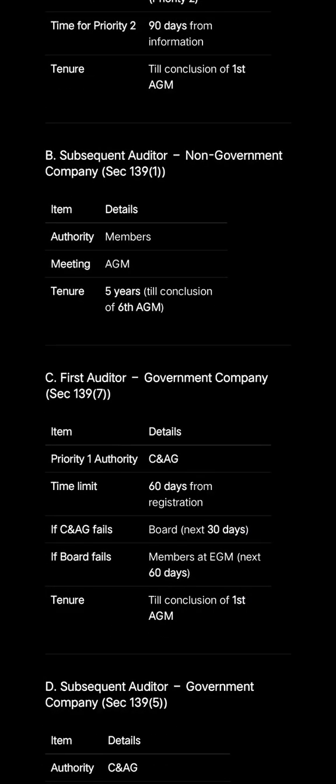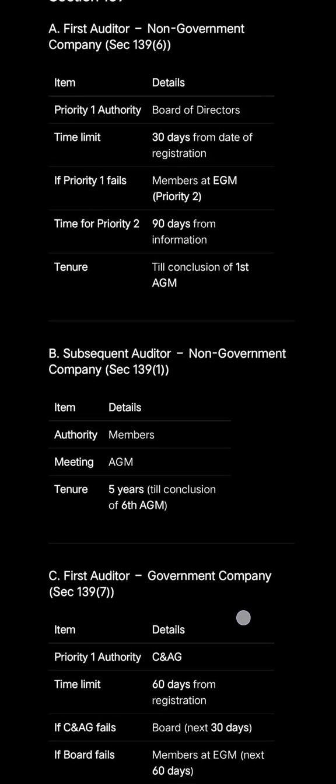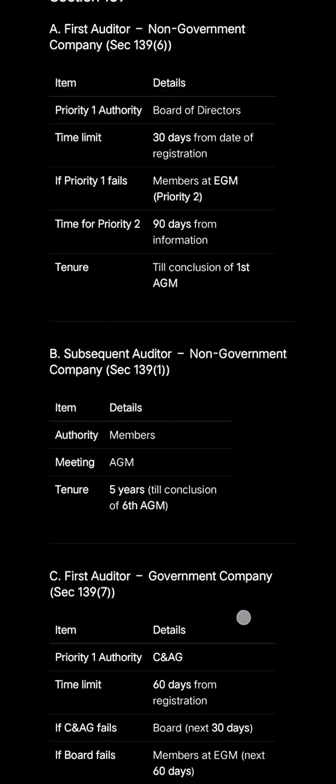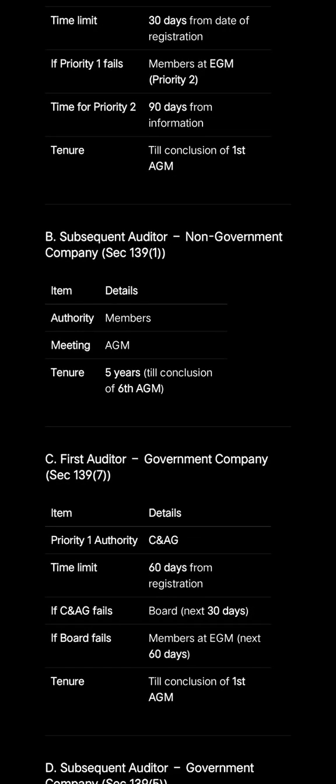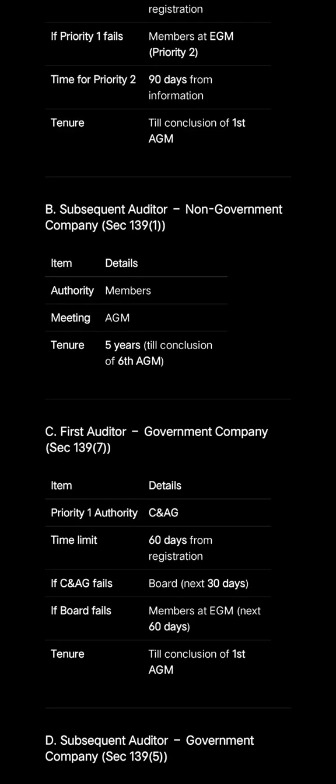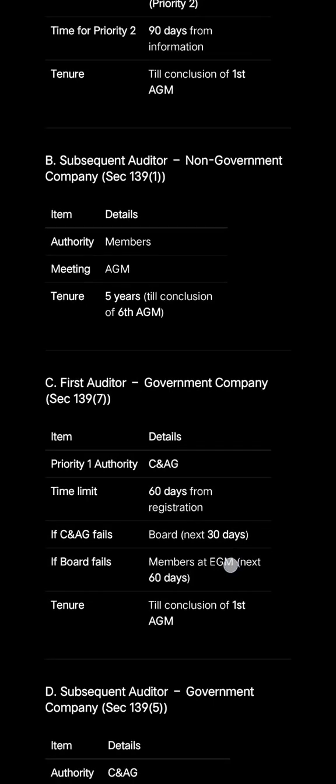For a non-government company, the subsequent auditor will be appointed in the AGM. He will continue the working or auditing of the company from the first AGM till the conclusion of the sixth AGM, for a period of 5 years.